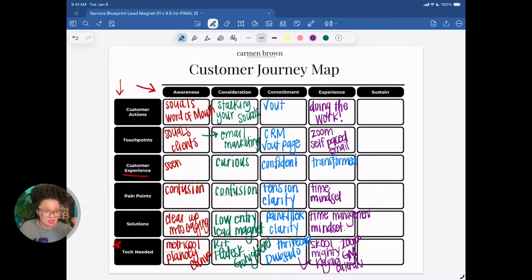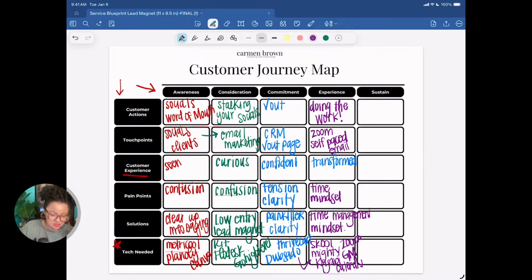We are providing not just water, but we're giving them a little bit of champagne, even though water does sustain us. But we've given them that experience, and so, sustain.